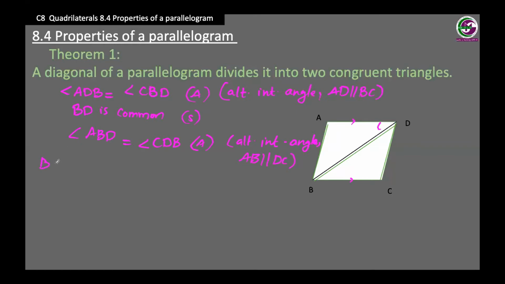So by ASA, triangle ABD, when you write the congruence, the second triangle should be named carefully. ABD. BD is the last side, so again DB should be the last side. So CDB. Because BD and DB are the common sides, we have to keep them in the last position. So these two triangles are congruent. What do you understand? In a parallelogram, the two triangles are congruent.